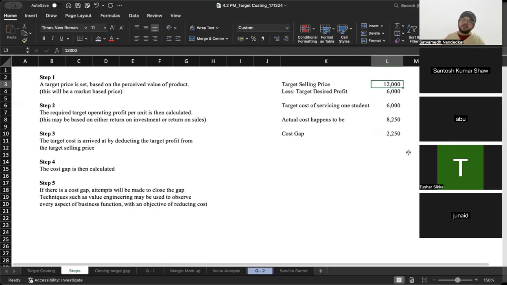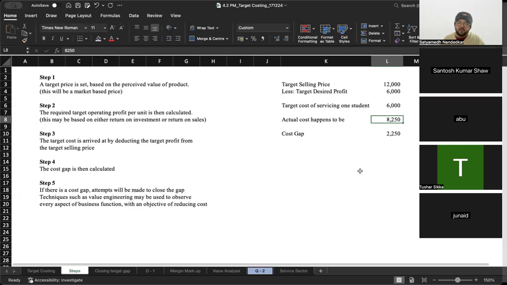I know that in the service industry people usually earn a profit margin of 50%. So my target desired profit is 6,000. I know my selling price is 12, and I know my profit that I want to earn is 6,000. So what is the target cost of servicing one student? 12,000 minus 6,000, that is 6,000. And then my actual cost happens to be 8250. So there is a gap of 2250, 8250 minus 6,000.